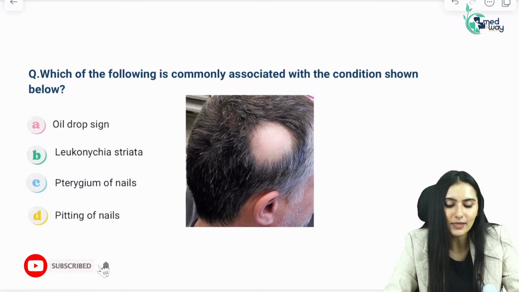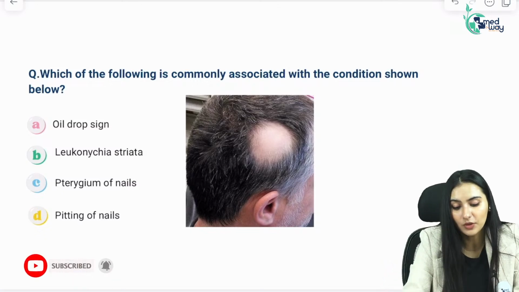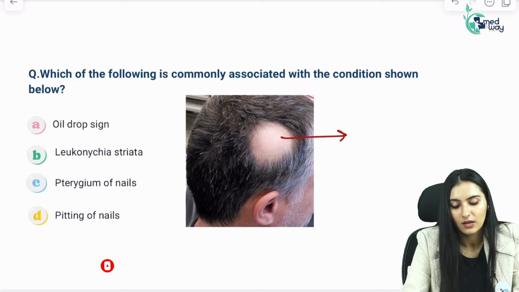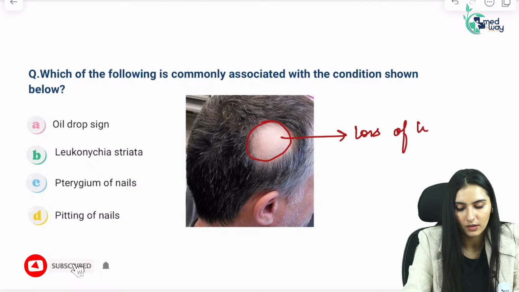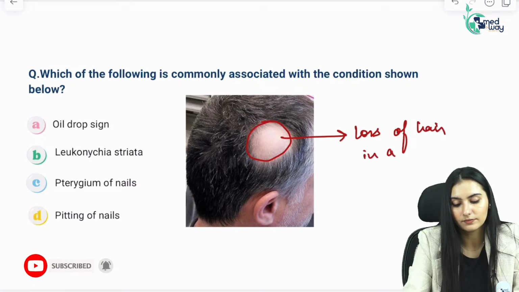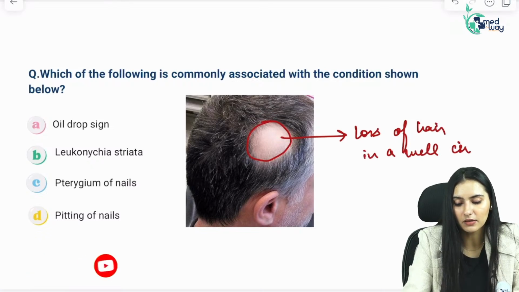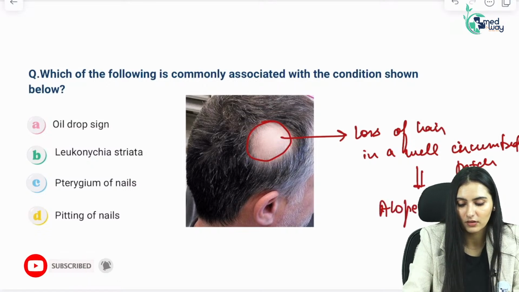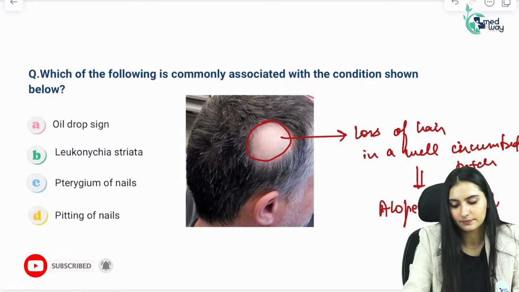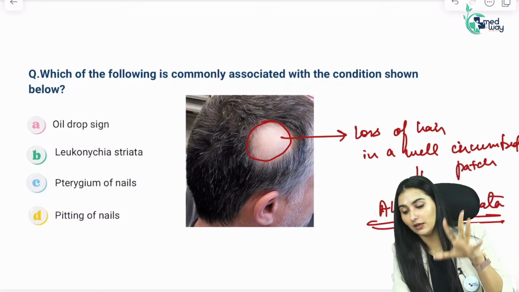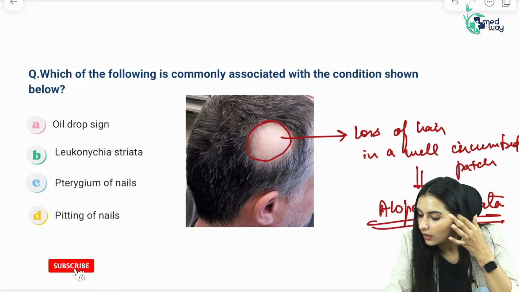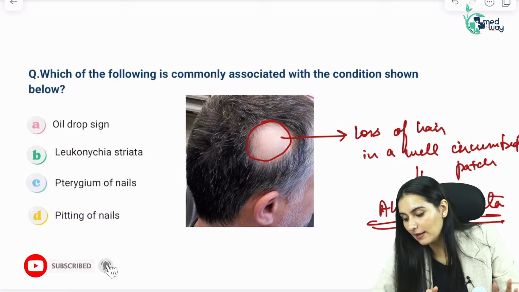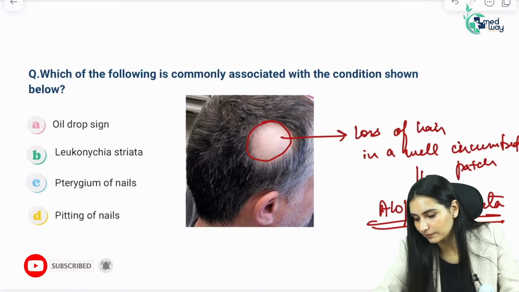Which of the following is commonly associated with the condition shown below? Firstly, you need to know what this is. This is a well circumscribed loss of hair in a well circumscribed patch. What does it look like? It looks like alopecia areata. Okay, alopecia areata. Yeah, this is all for NEET also, and this is for FMG also.